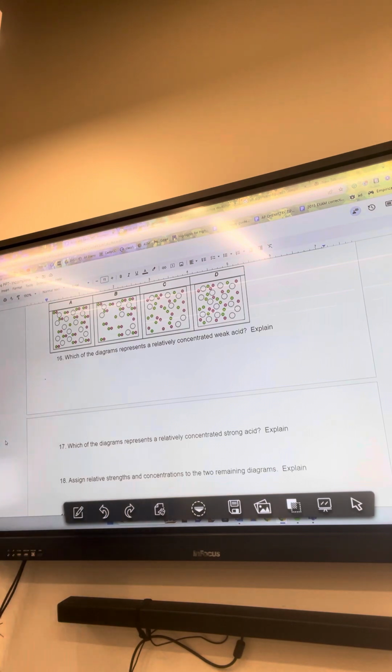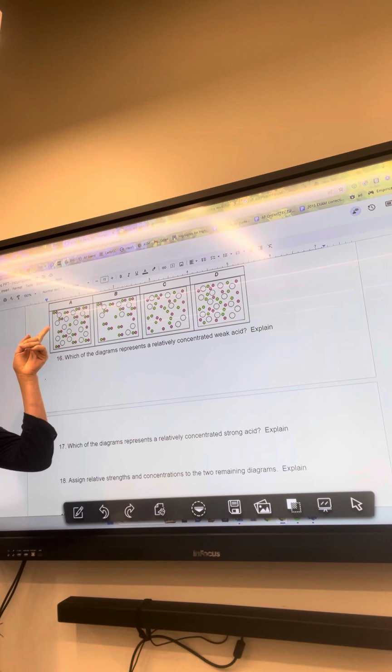Weak acid means that they don't dissociate, but which one is more concentrated, A or B? A. That one has more water. The white circles are water.